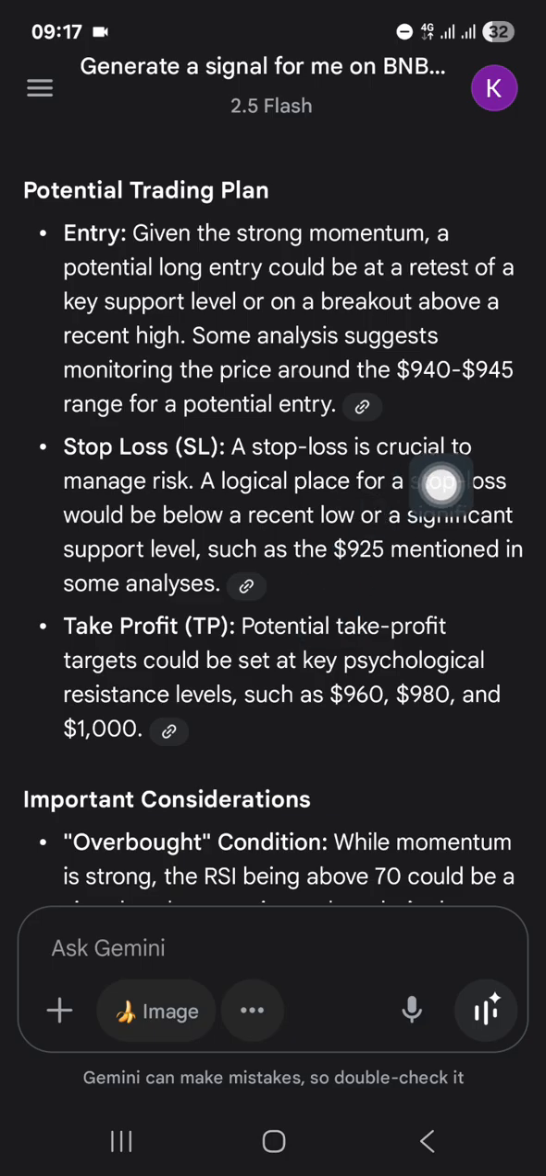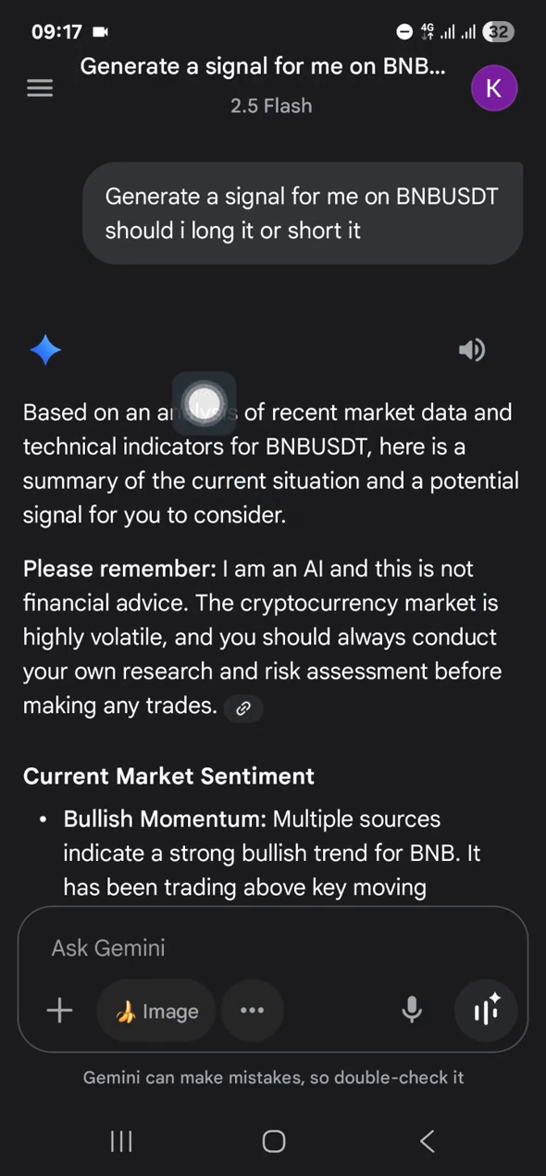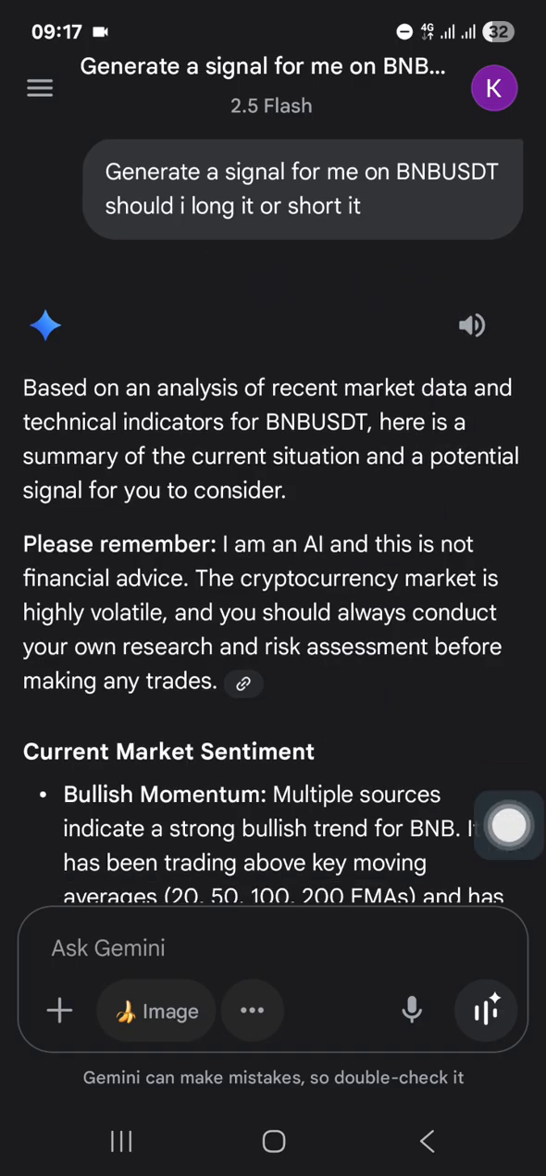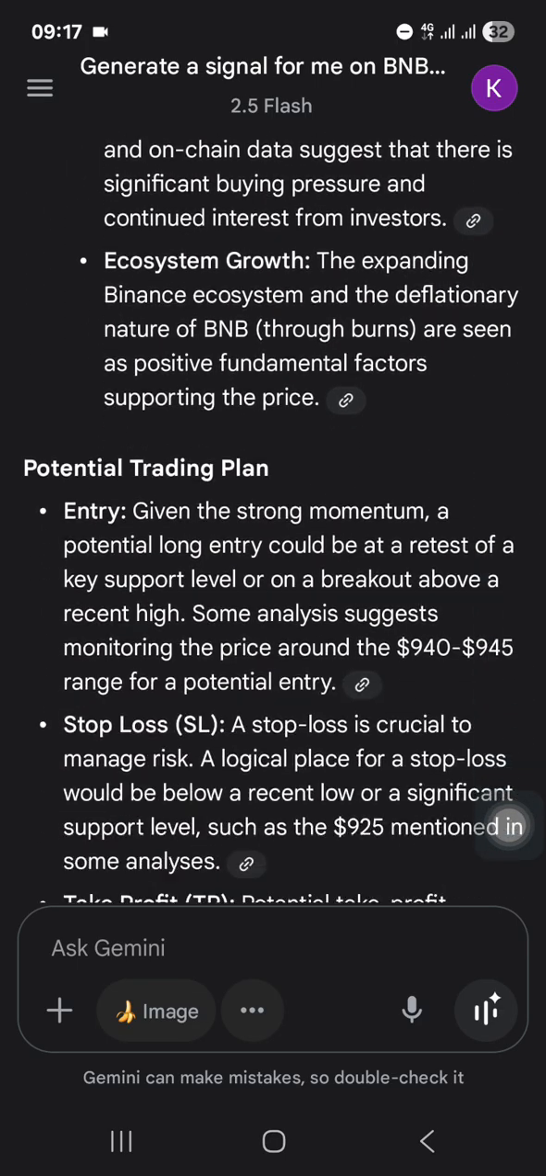Stop loss. A stop loss is crucial to manage risk. A logical place for a stop loss would be below the recent low or a significant support level. Are you getting me? That's what I told you, a significant support level. So it's telling me my stop loss should be at 925. It has already given me my entry price here. You see, don't forget the way I praise this thing. Generate a signal for me on BNB USD. Should I long it or short it? That's how you should ask your AI that question. If not, you're not going to get this.